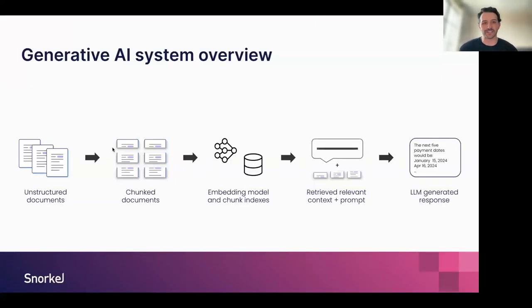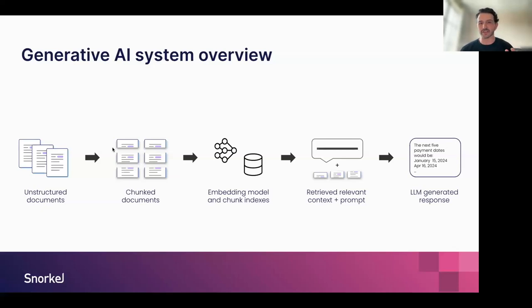So I'll start with a very simplified view of how our customers are building generative AI systems, whether they be copilots, chatbots, document Q&A systems. There's a large amount of private, unstructured data that is getting chunked and put into some sort of vector database with some sort of embedding representation. And then when users are asking questions or asking the system to complete an instruction, the retrieved context is pulled into the prompt along with the instruction, and a large language model generates the response.